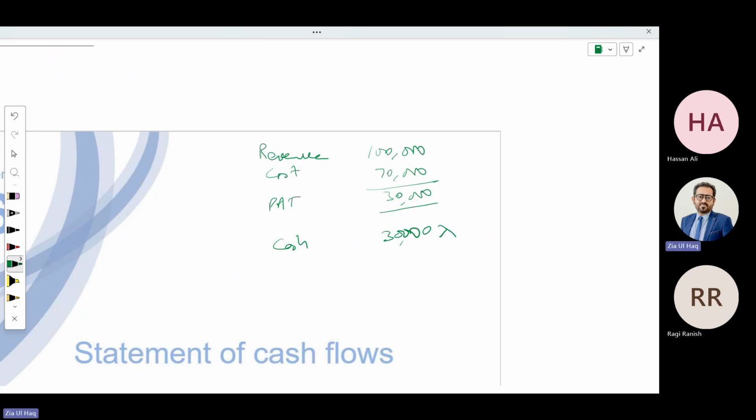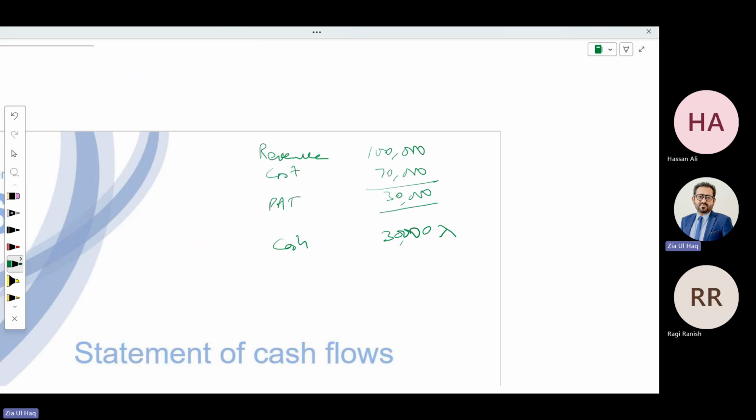If business wants to know what is his cash balance, so from profit and loss account, he cannot determine this. For that purpose, they need to prepare cash flow statement.